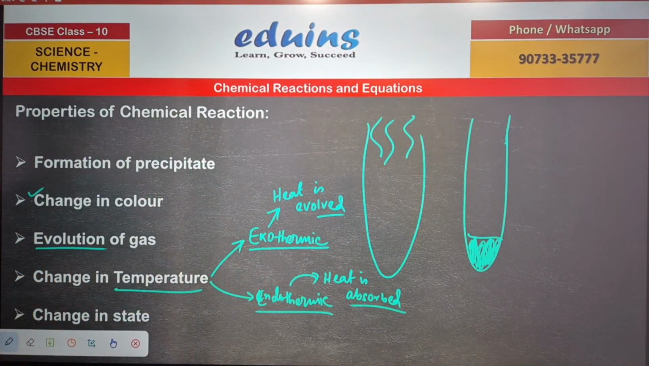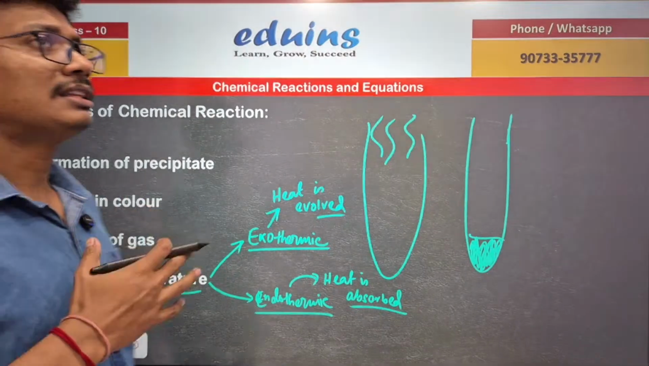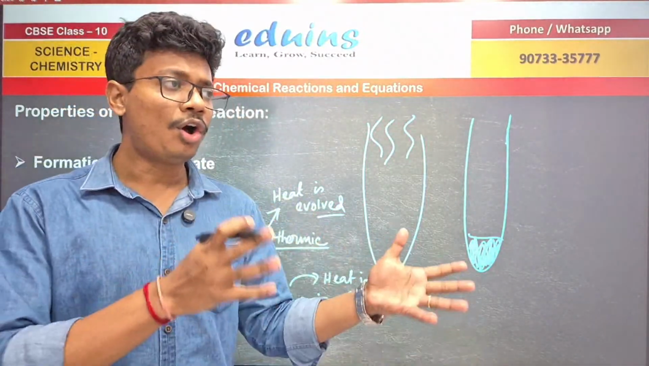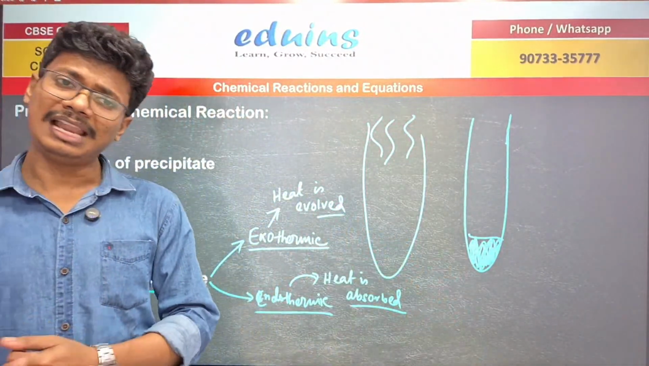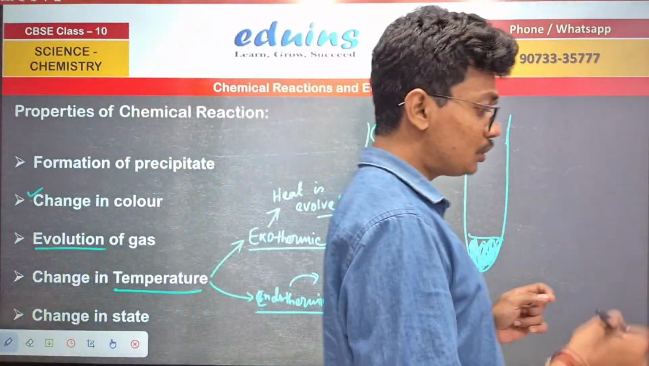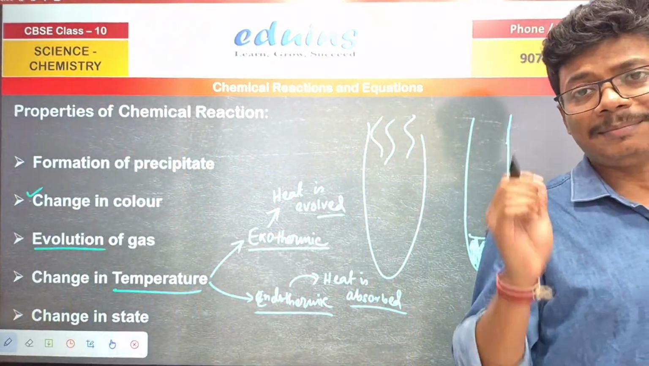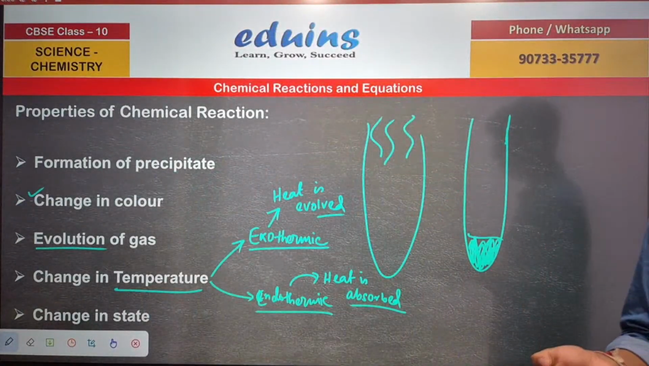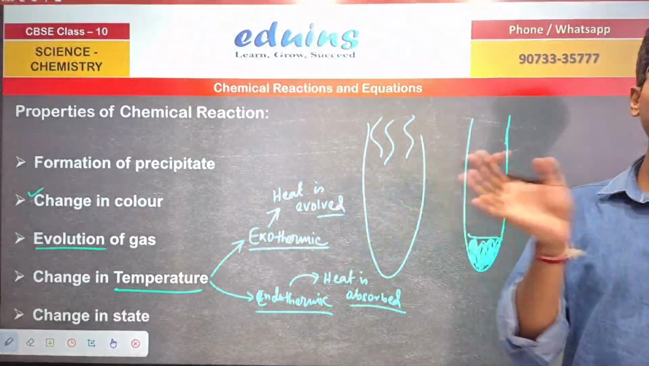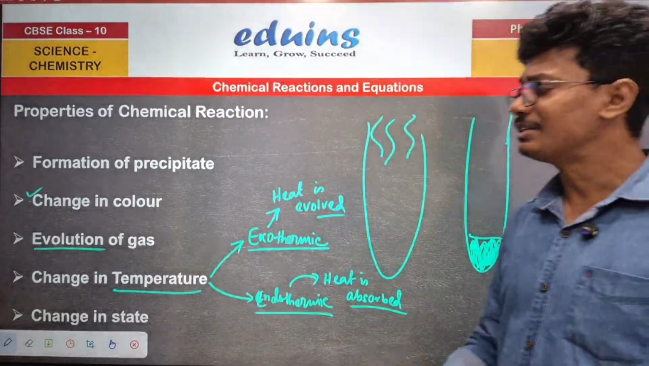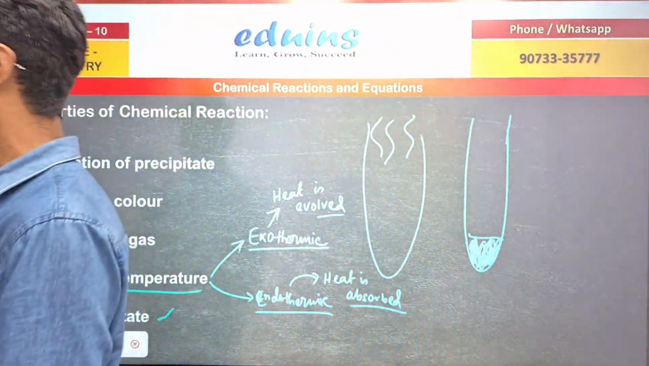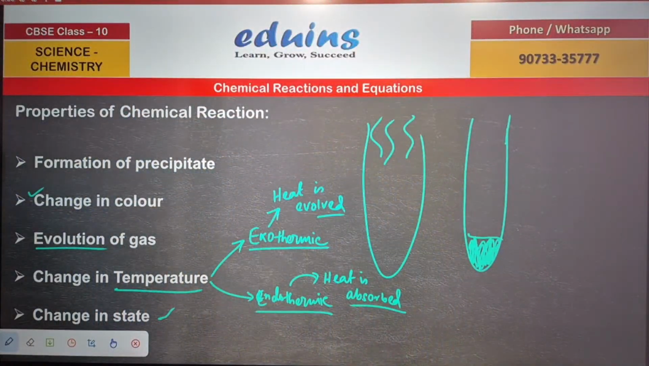Next and the last, that is change in state. That is changing its state from liquid to vapor or from solid to gas, like this. Change in state is also a property of physical change, like melting of ice from the solid state to the liquid. In case of chemical reaction, the change in state is also a property.